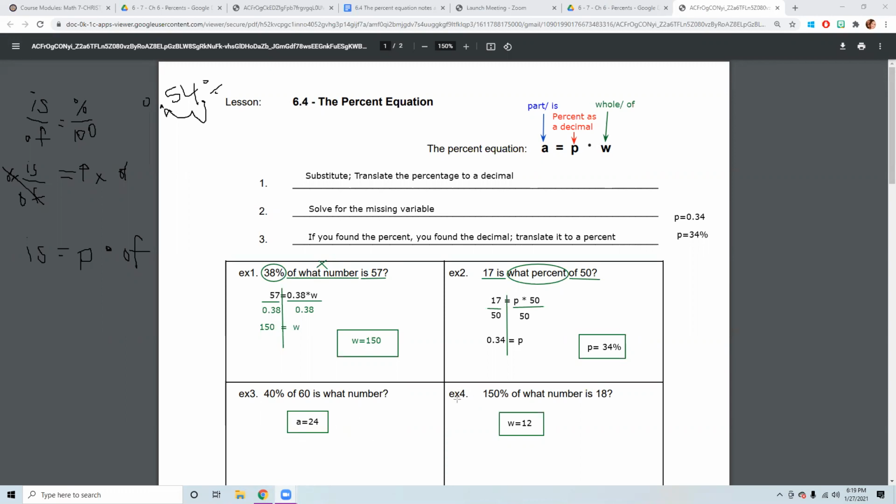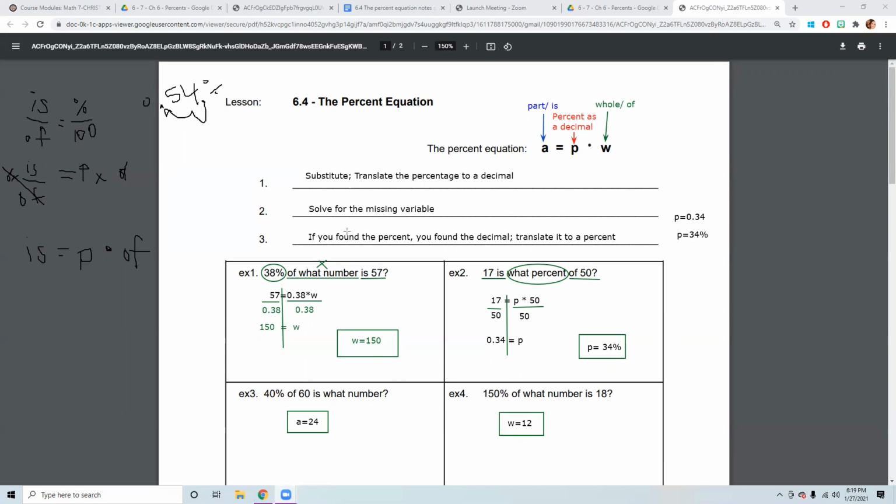For example number 4, the thing that's a little bit weird about this one is our percentage is over 100. So it's the exact same thing. You're just moving the decimal over twice. And this time, instead of it being like 0.34, it's going to end up being 1.5. And so you're filling out A and P for this one. So 18 divided by 1.5 is going to give you 12. And so those are your 4 answers for these problems.